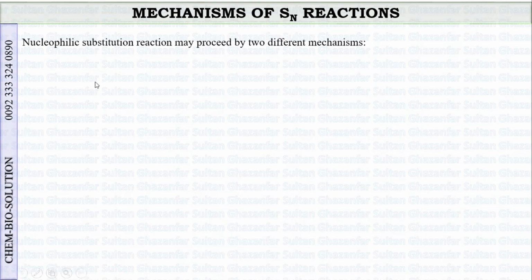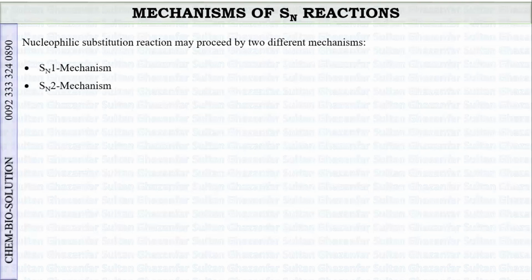We will see the mechanism of nucleophilic substitution reactions, which are symbolized as SN. The nucleophilic substitution reactions may proceed by two different mechanisms. The first is the SN1 mechanism, also called the unimolecular nucleophilic substitution reaction mechanism. Another one is the SN2 mechanism. These two refer to the bimolecular nucleophilic substitution reaction. Now we will see in detail one by one.